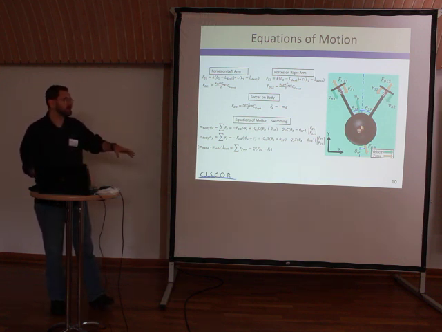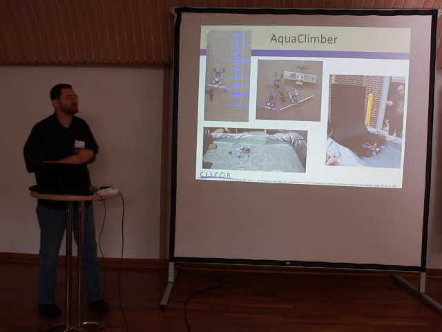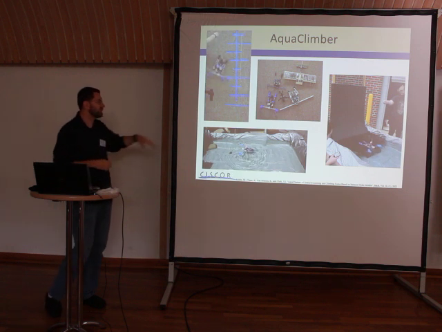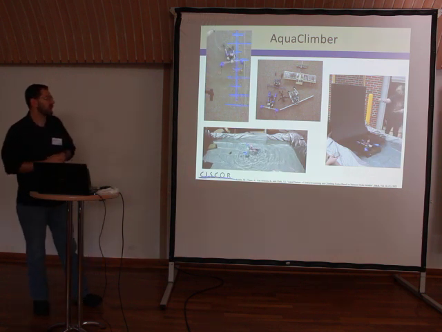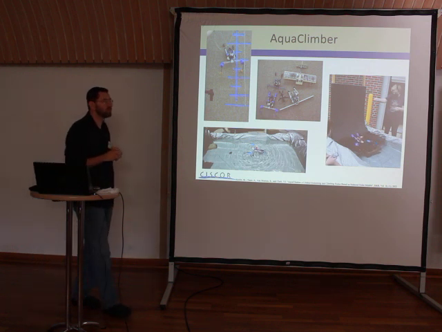I'll spare you all the details of the analysis, but the quick version is the robot that we built, Aqua Climber, is designed to climb vertical surfaces like you see on the left, swim across horizontally in the water using the same kind of motion, and on the right you're going to see a transition between the swimming and climbing modes.